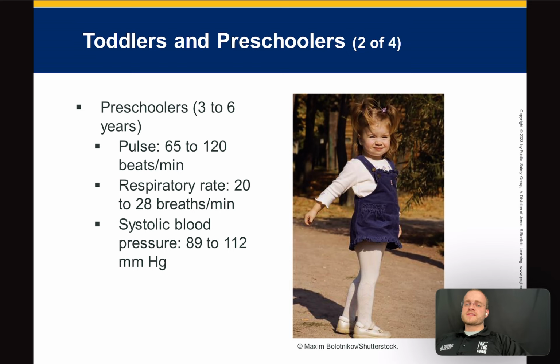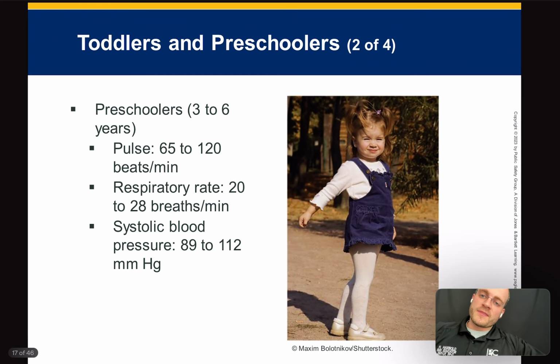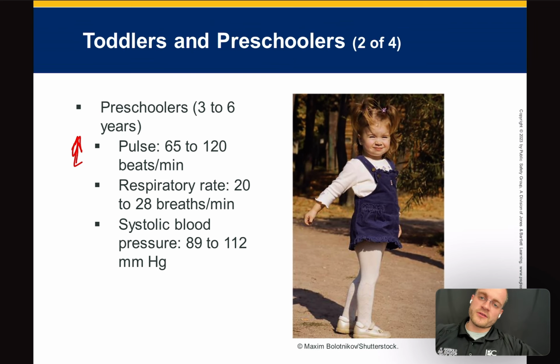Now, preschool age children, this is age 3 to 6. This is when children typically start to enroll in preschool, probably closer to age 4, but anyways, the pulse is 65 to 120. So again, this is higher than adults. The respiratory rate is still higher than adults, and the systolic blood pressure is still lower than adults. So notice the trend here. The heart rate is faster, but the blood pressure is lower. Why is that? I'll explain this because it may make sense and help you later on.